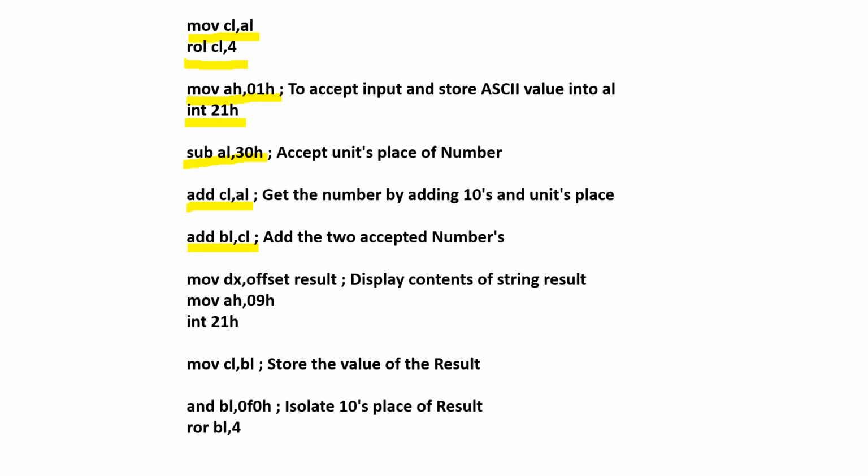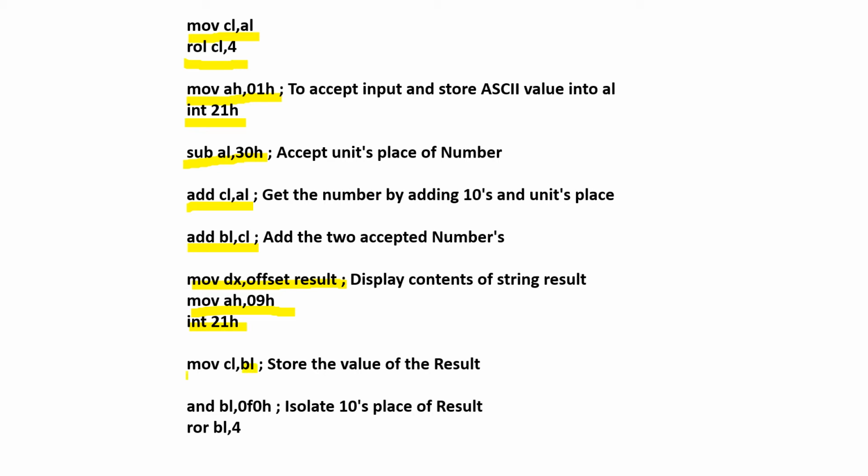So we want to add these two numbers, CL and BL. The numbers are stored in CL and BL. Then we add bl, cl. The value is stored in BL. Then we want to display the value stored in BL. For displaying that value, we use the command mov dx, offset result, mov ah, 09h, int 21h. Then our value is now stored in BL.